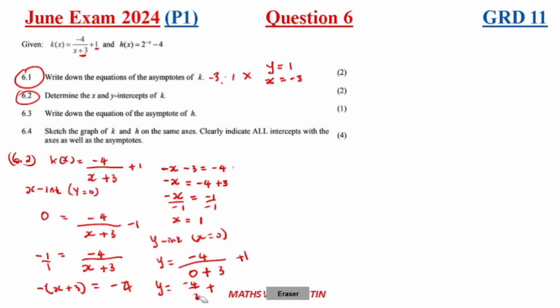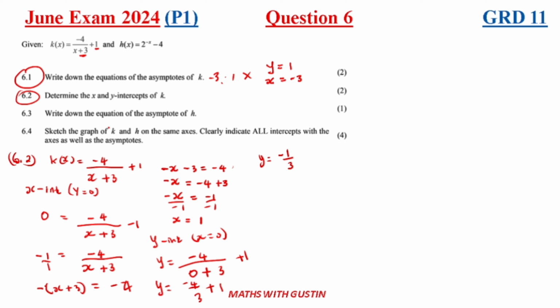Then guys, you can put this directly into your Casio calculator. Therefore you should get y is equals to, let me see what I'm getting. I'm getting negative 1 over 3. Right, so we got the intercept, and that's how you would deal with them. If you're confused, please let me know on the comment section below.